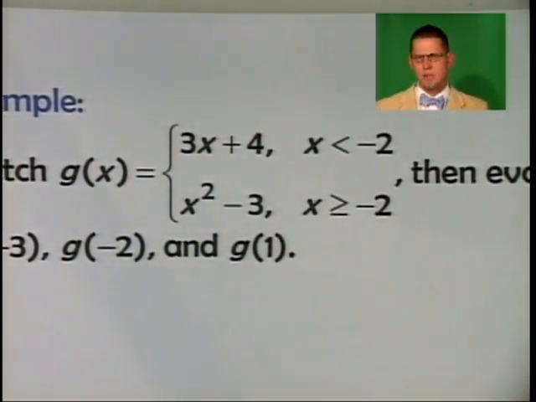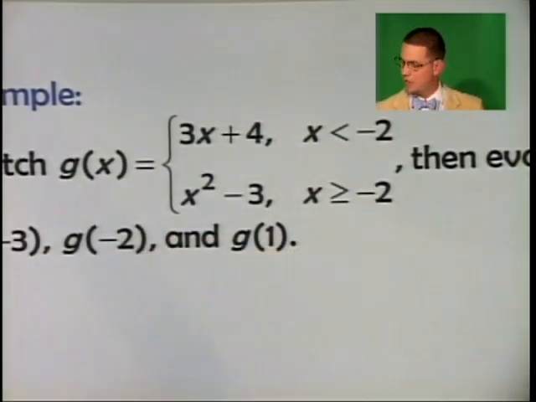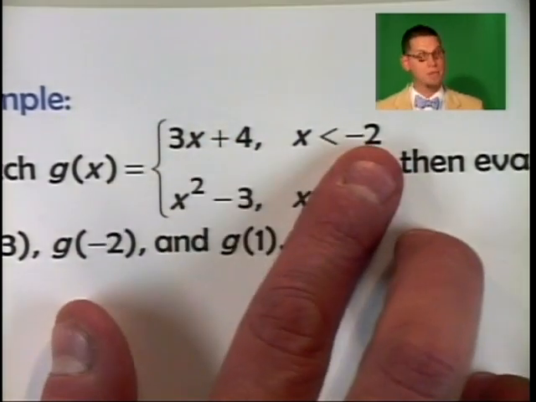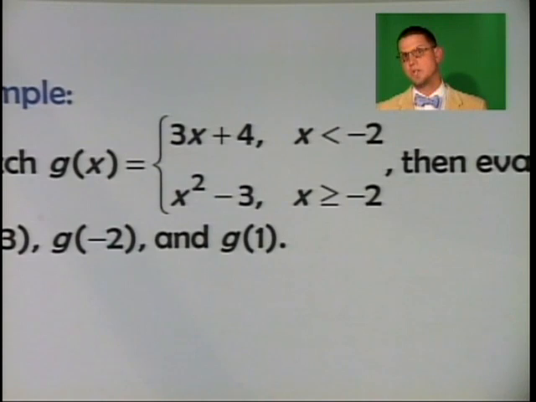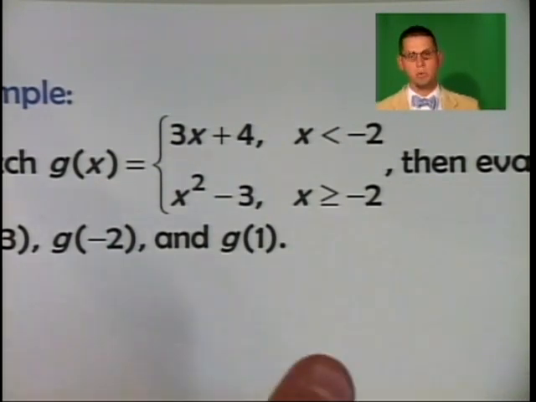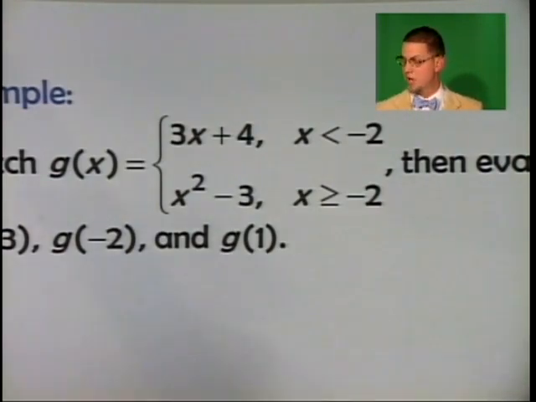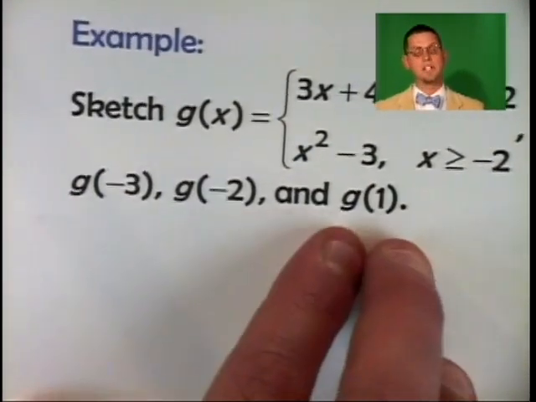So if you remember the mythological creature called the centaur. The centaur was part horse, part man. And it changed from horse to man at the torso. Below the torso it was a horse. Above the torso it was a man. This is like a centaur, right? It's part line to the left of negative 2 and part parabola to the right of negative 2. So this is like a mythological mathematical creature. Okay? Now what we want to do is graph g of x. And once we have a graph, we'll evaluate at these three values.